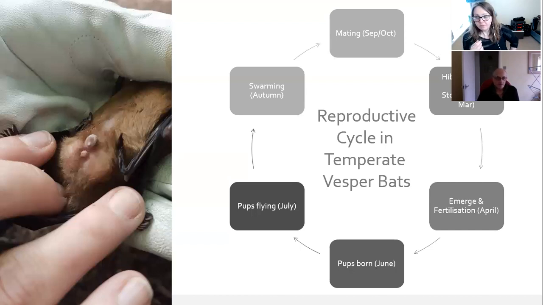But generally speaking, pups are born in June, and they begin flying within about 4 weeks. So then they spend the rest of their summer before hibernation fattening up. Swarming happens in the autumn. Swarming is something that certain species do and other species don't, so we can go into a bit more detail about that. But basically, swarming happens, we think, for mating reasons. Bats tend to swarm where they hibernate, and also for social reasons, because bats are very gregarious and they come together, and swarming is the time of year when they aggregate.